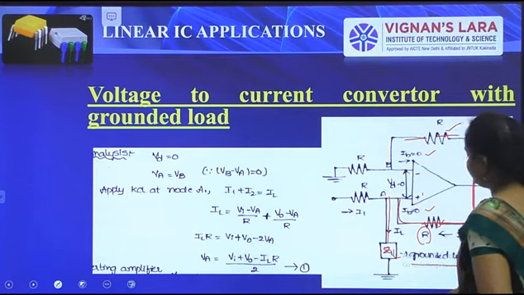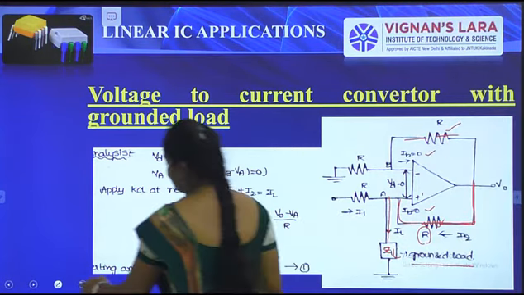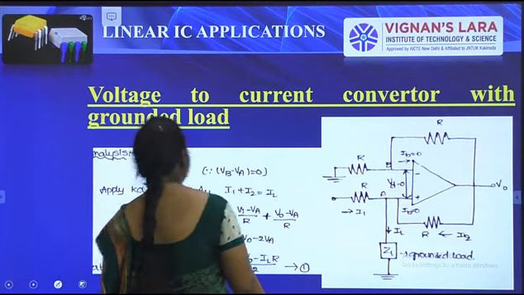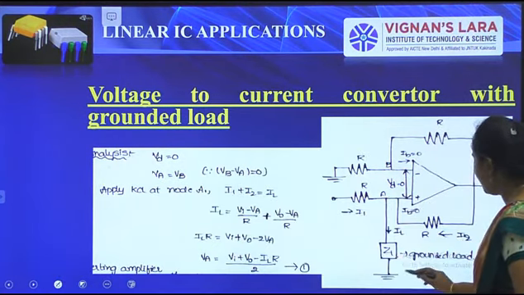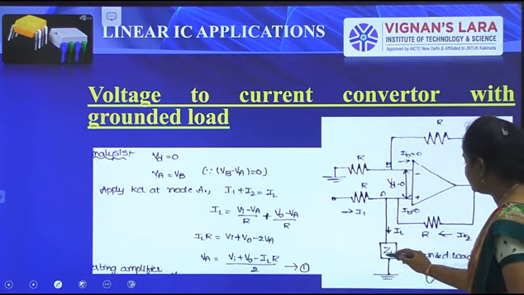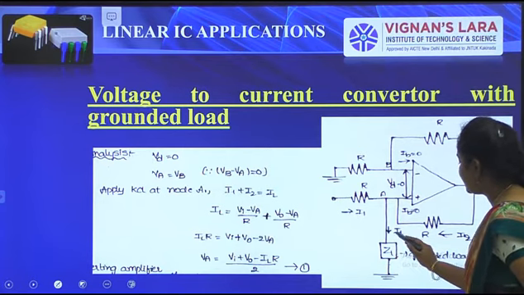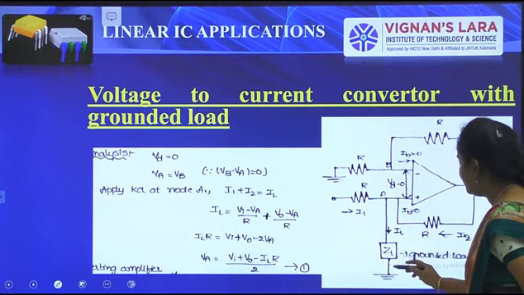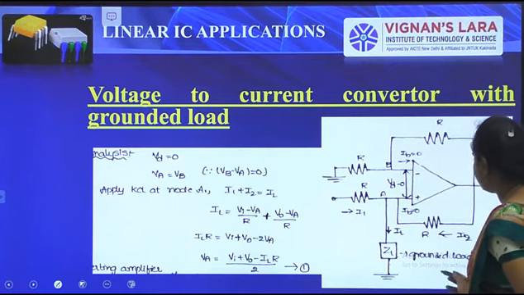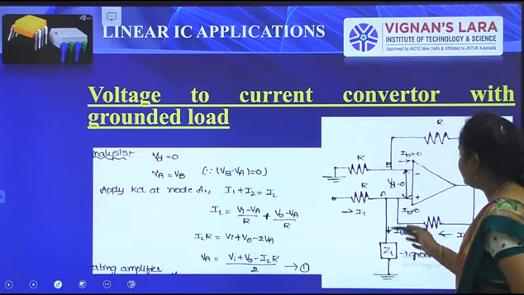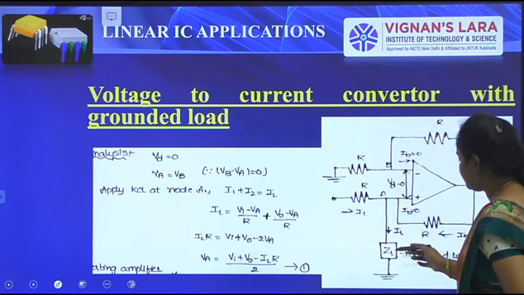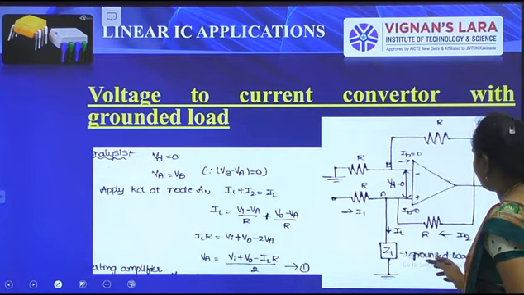With the grounded load, the load is connected to ground, so it is called a grounded load. This is ZL, the load here. The current flowing through this load is IL, and since it is grounded, it is called a grounded load. Simple circuit. For this circuit we are adding the grounded load here.